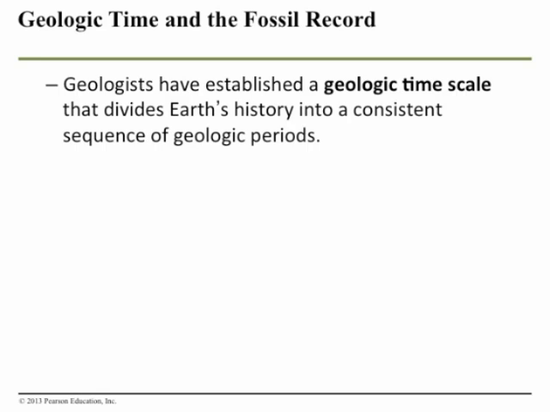So one of the things that's in your book is a giant chart of geological time. The geological time scale will divide Earth's history into consistent sequences of geological periods, and they actually highlight different things that have happened in the past in those periods of time. So this is on page 281 of your text. You have a chart of geological time.